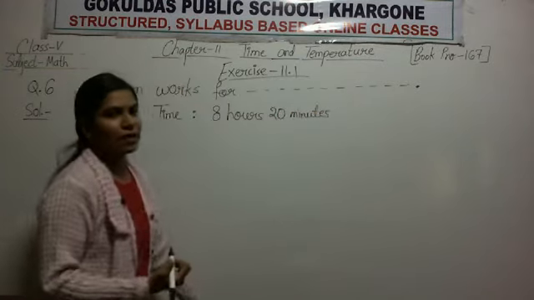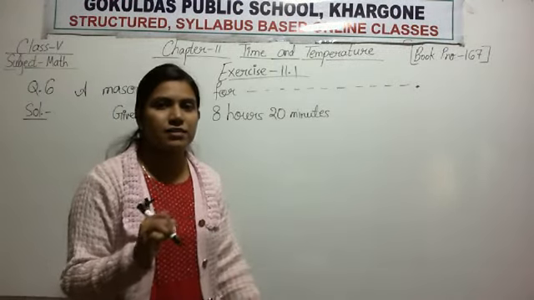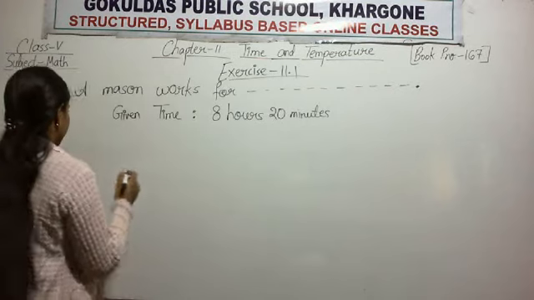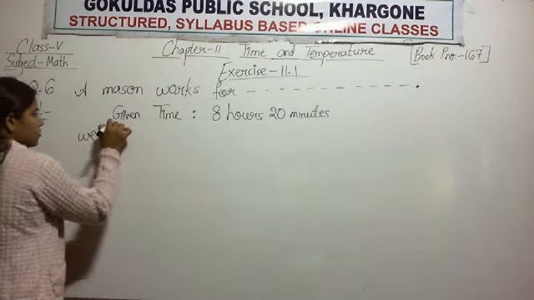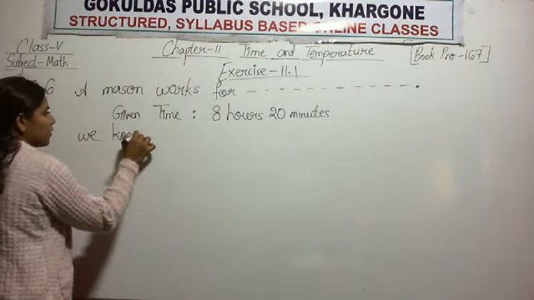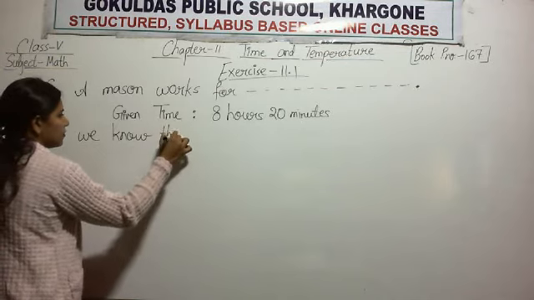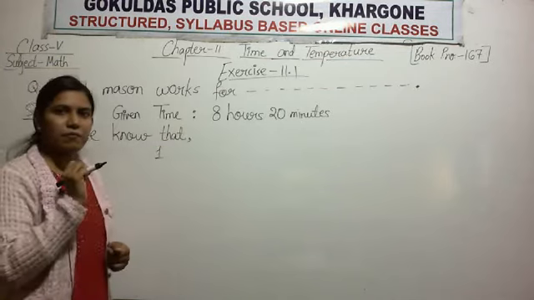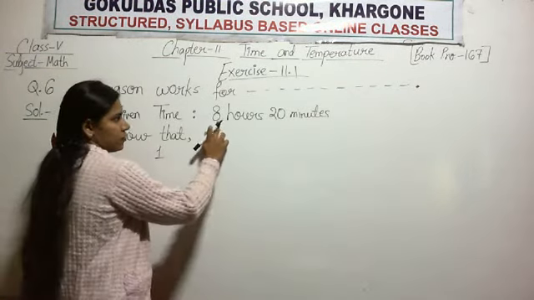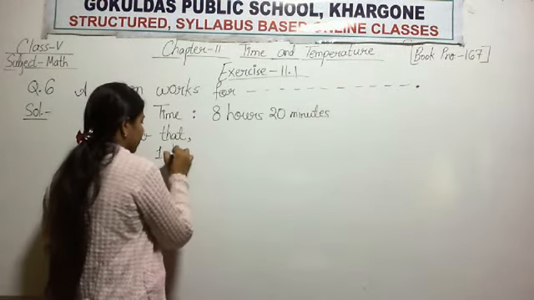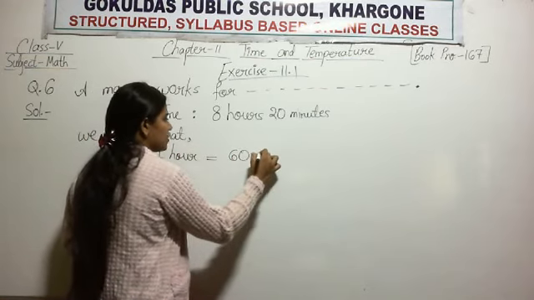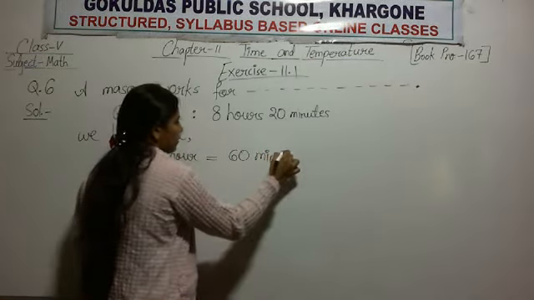It is the given time. What is our task? Our task is to express this time into minutes. So we will write, we know that we want to express in minutes. So we will write for 1 hour is equals to 60 minutes.